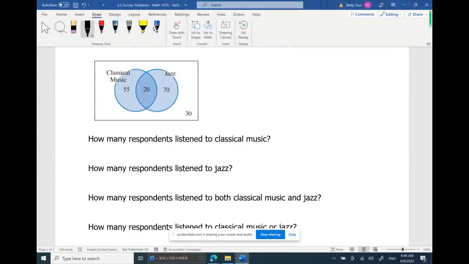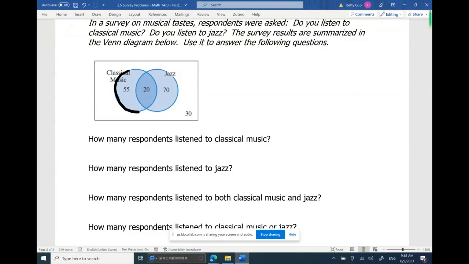Same as earlier, right? Find the region first. This circle represents the set of respondents who listened to classical. Now, how many elements do we have in that circle? 55 here, 20 here, add them up, 75.